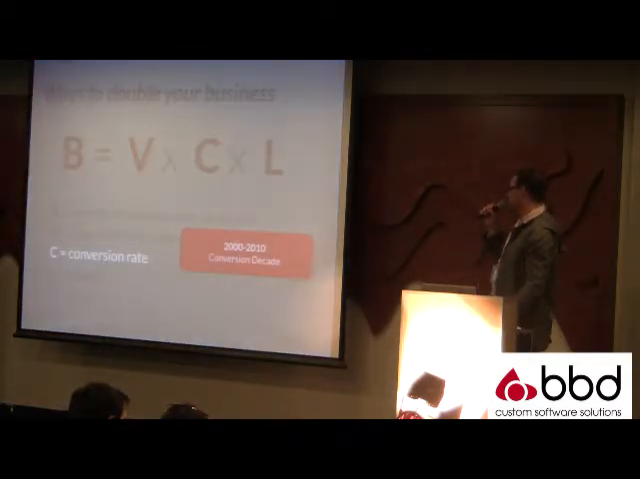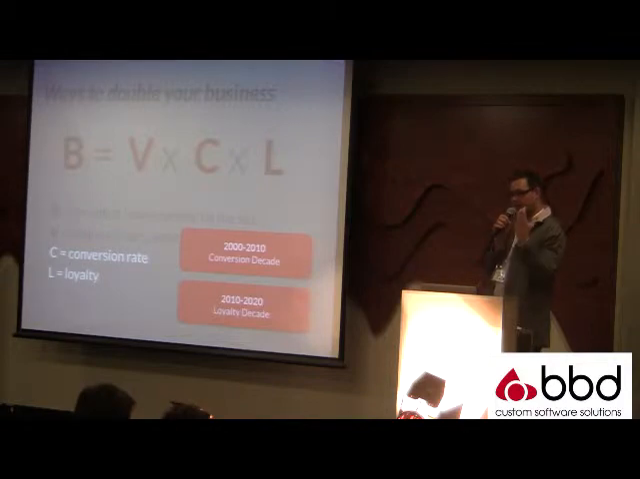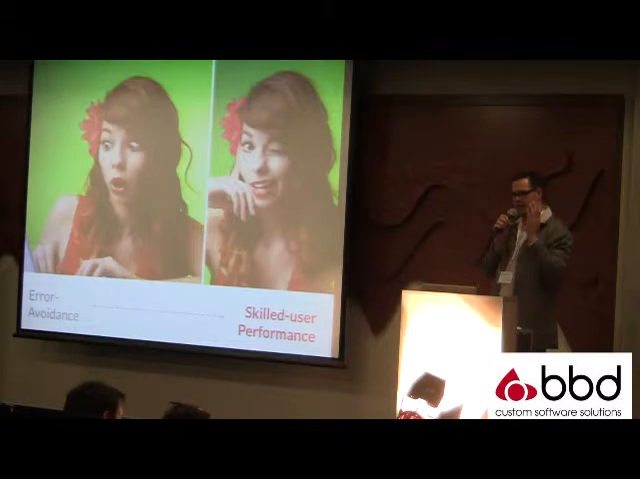So they reckon that 2000 to 2010 was the conversion decade, and we're now moving into the loyalty decade. So now we're saying we've got our conversions up, people are not making errors when they're signing up, we've got them in, how can we keep them for longer? So we're moving from error avoidance and sign-up processes, and we're saying, right, we got them, we're now focusing on skilled user performance and keeping them happier while using the product.